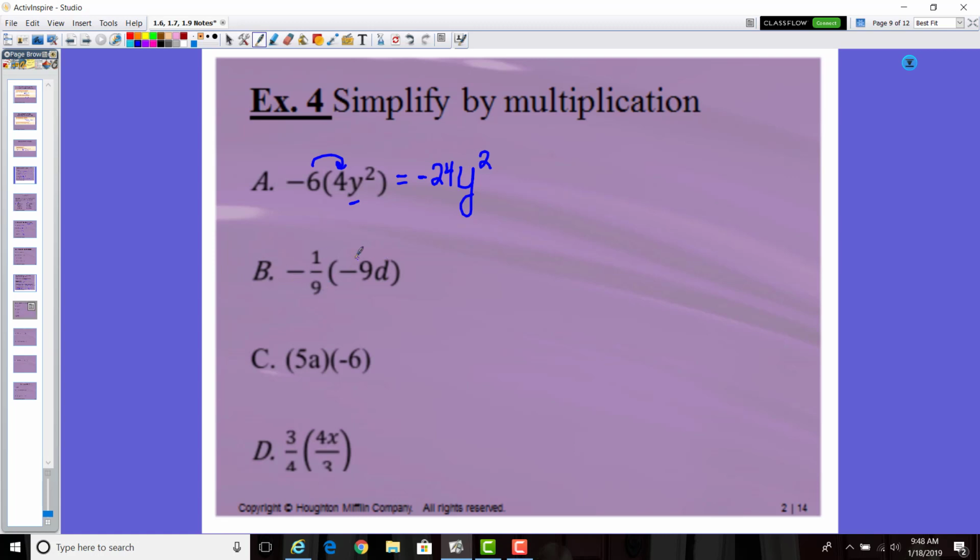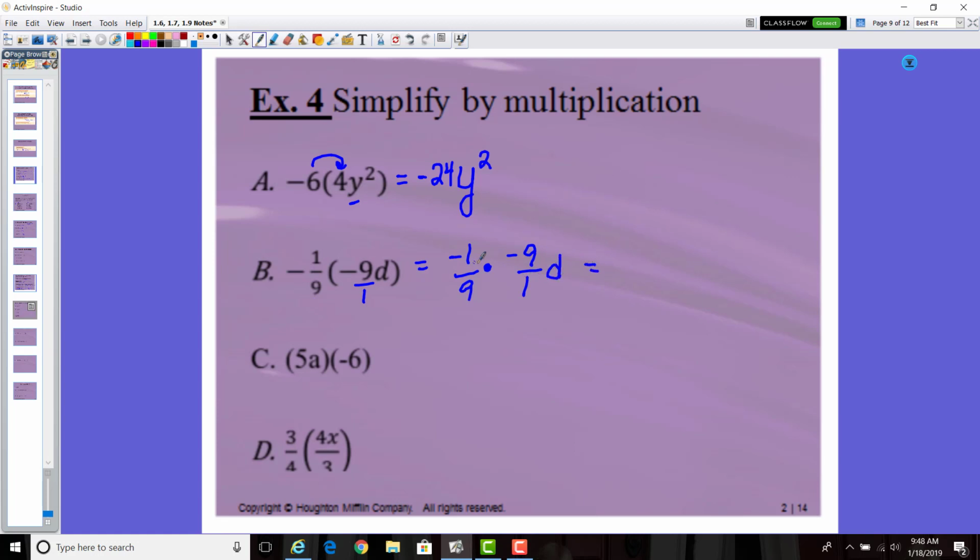-1/9 times negative 9d. I'm going to rewrite this a little bit. Remember, we need to apply that negative to either the top or the bottom. I always apply it to the top. These parentheses mean we are multiplying, and any whole number can be rewritten as a fraction, so I'm going to write that as negative 9 over 1 and leave that d behind that fraction.